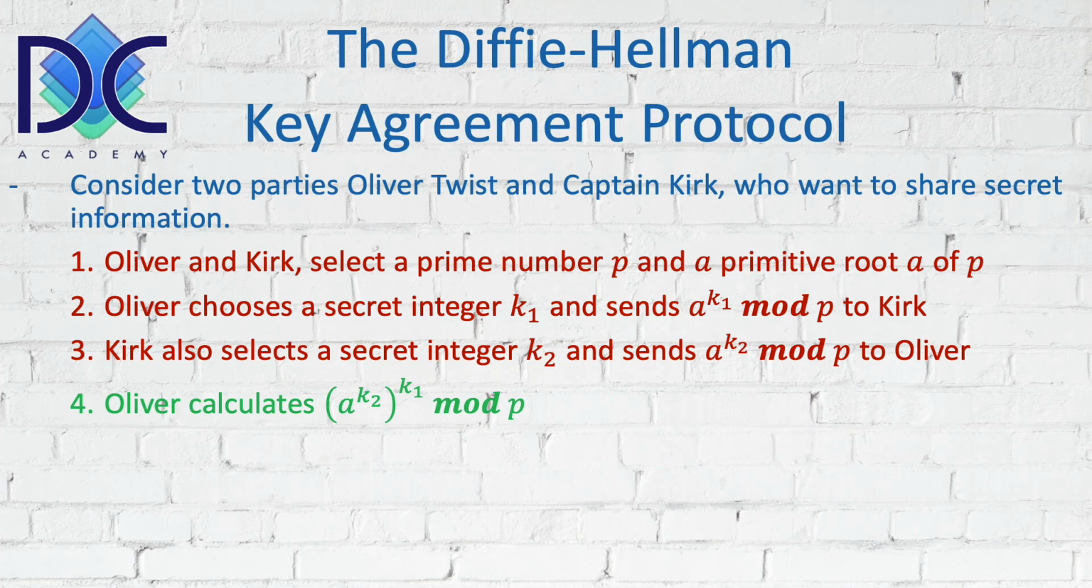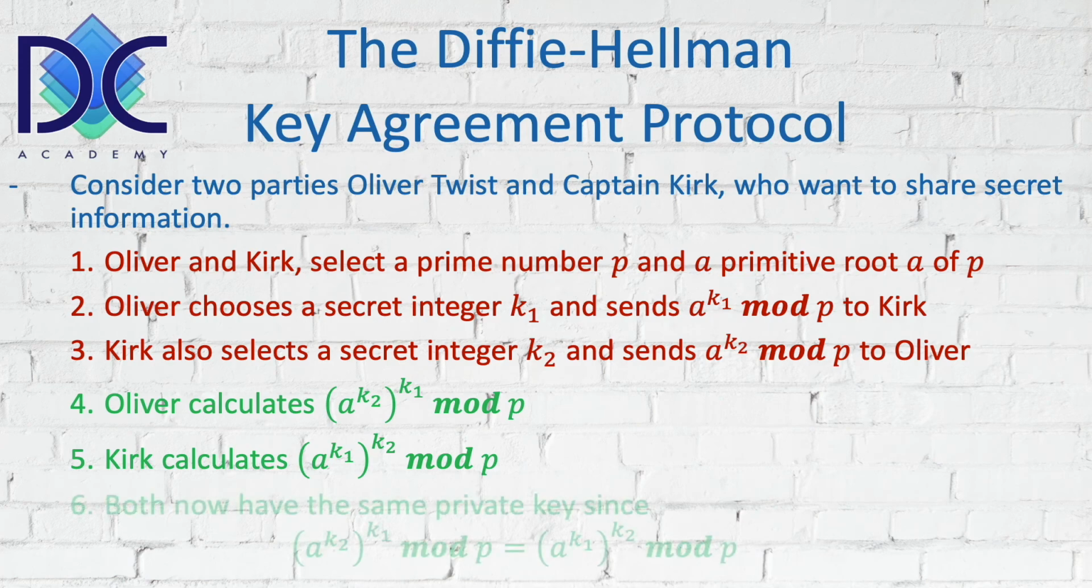So basically they find the same key, because (a to the power k1) to the power k2 is equal to (a to the power k2) to the power k1. So both now have the same private key. From point 4, everything is in the green. It means that this is hidden information, because only Oliver knows k1 and only Kirk knows k2. So doing this, they calculate the same private key.